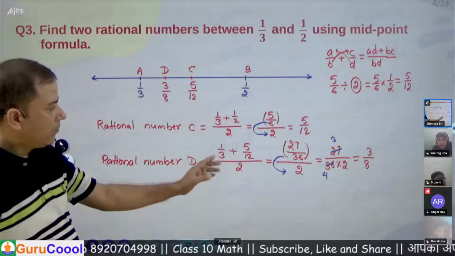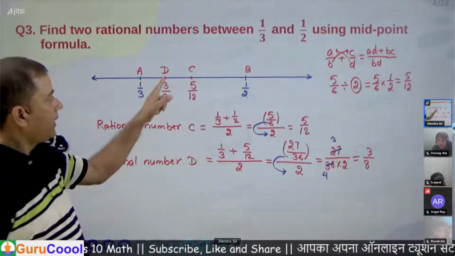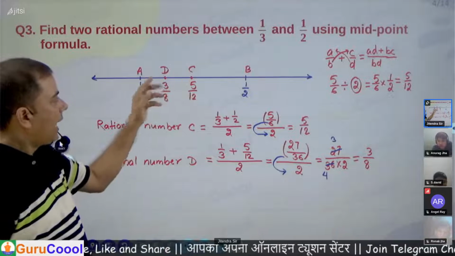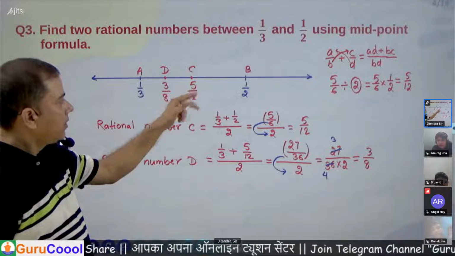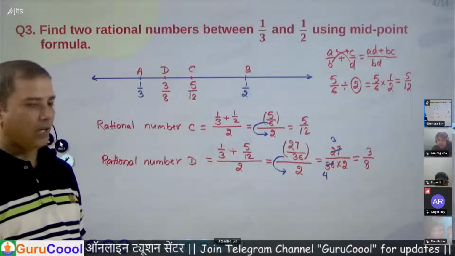We have used the midpoint formula. You want to find D. D is the midpoint of A and C. So add A and C, divide by 2, you will get D. Any question?